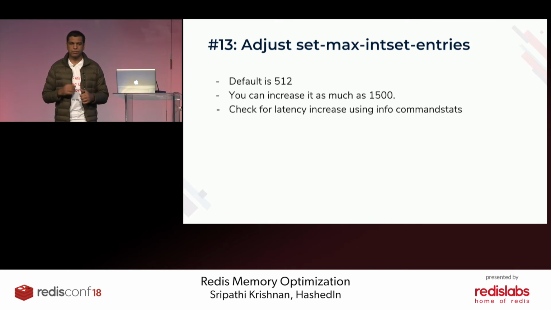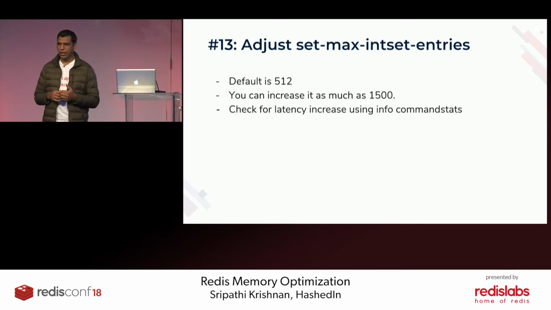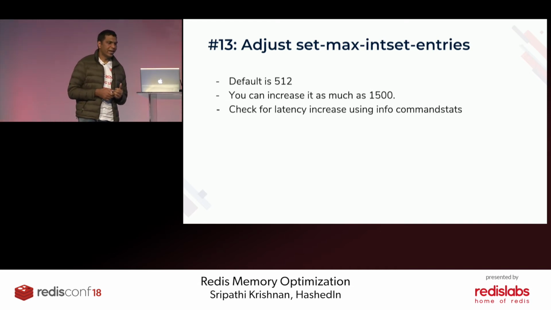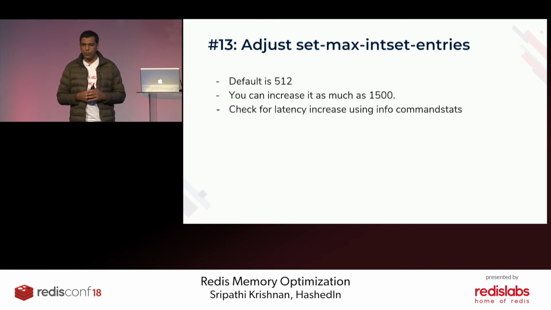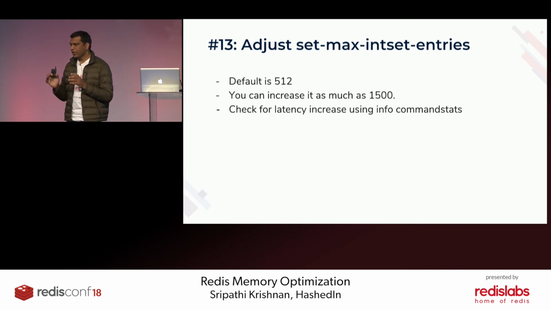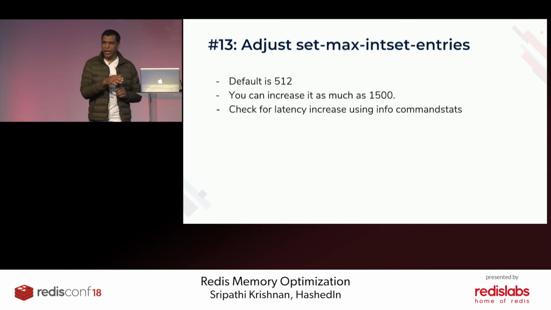And then once you've converted into integers and stored it as a set, this is the one setting that you have to configure, which is set-max-intset-entries, right? What this setting says is, if your set is composed of integers, what is the maximum size that it can allow? Beyond that value, it will switch to a regular hash table. The default value is 512. You can increase it.